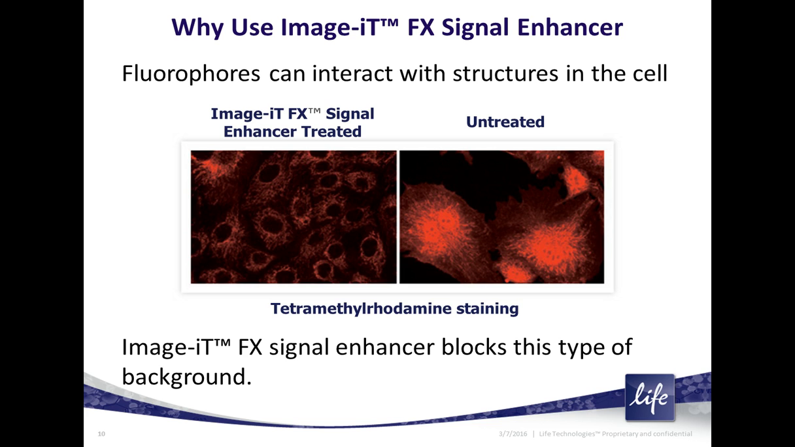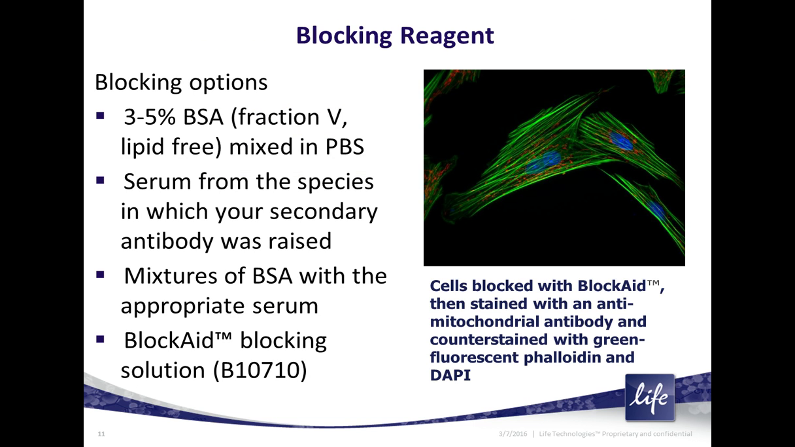Not all dyes are as bad as others. Here, for instance, you see tetramethylrhodamine, which is a common orange fluorescent dye, and how it's binding to the nucleus and mitochondria in some cells on the right. On the left, we have some blocked cells. After you've done your ImageiT signal enhancer, then you can go on to your protein blocking.